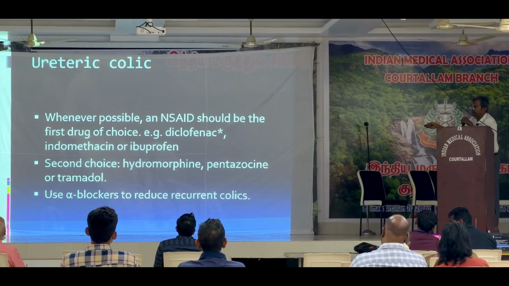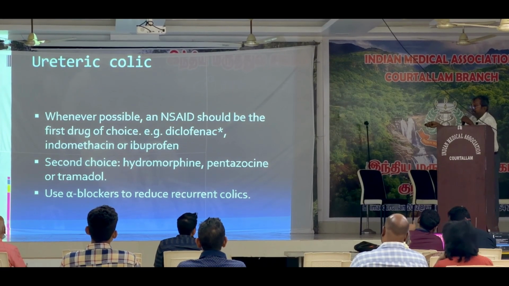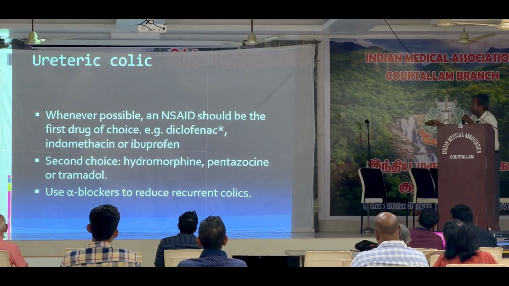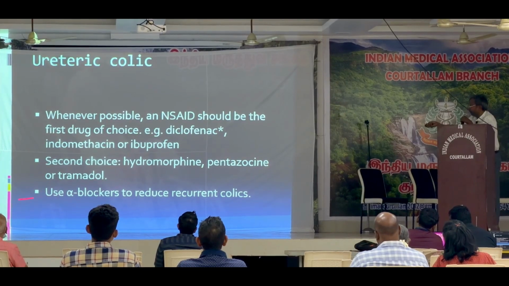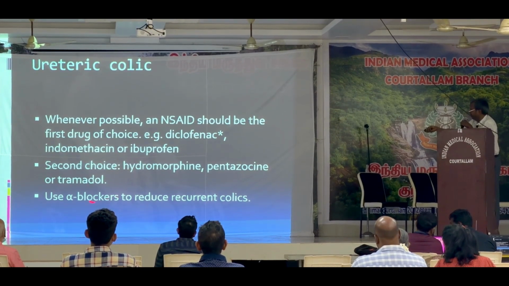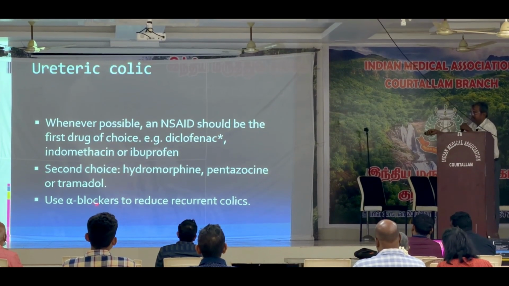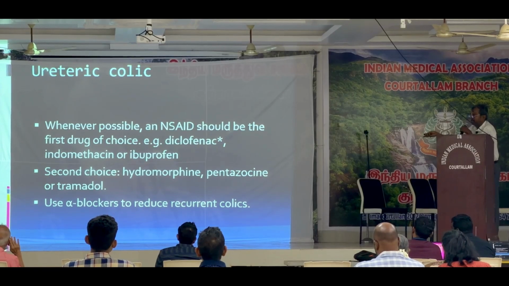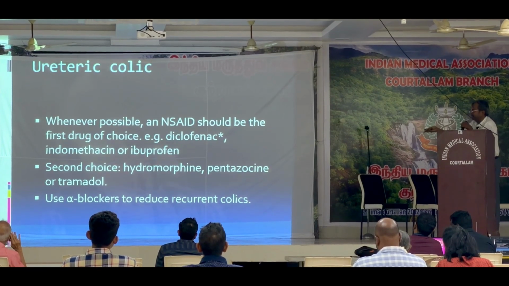We rarely give two doses of NSAID, once in two or three months. If the patient is having recurrent colic, we use alpha blockers also. This relaxes the ureteric smooth muscle and decreases the frequency of colic.